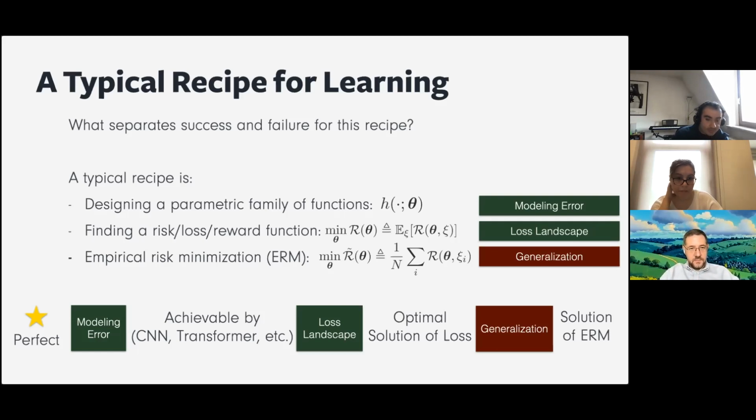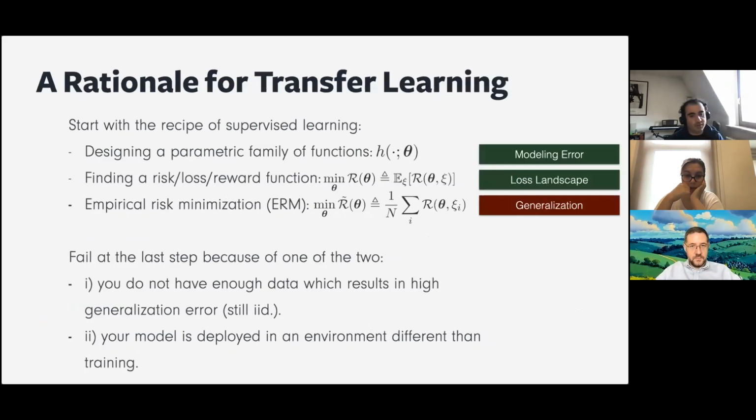In reality, this modeling error is typically fine because we know that neural networks are universal approximators, and all this nice theory about it. The loss landscape is typically fine because domain experts know how to define these losses. But the issue is going from population to empirical risk, and this is an issue for two possible reasons. You either fail because you don't have enough data, so the empirical average or training loss doesn't approximate the population average well. You are still in the IID setting, but in a data scarce setting.